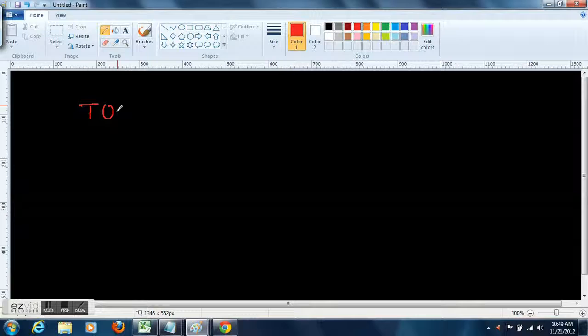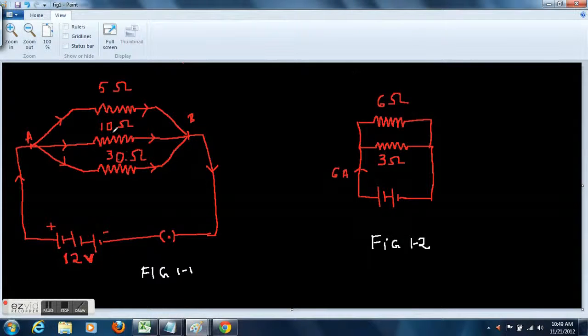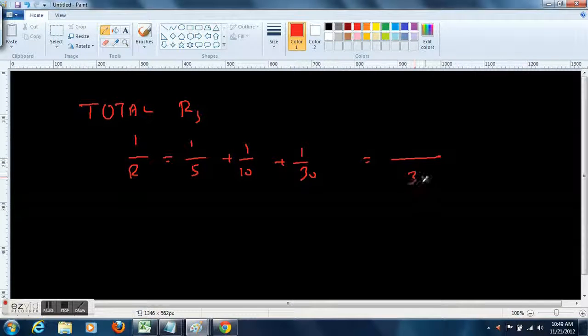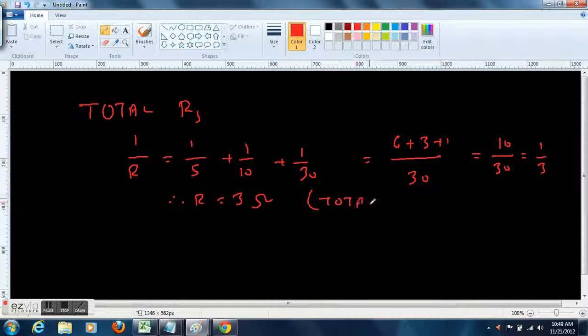Now, remember these resistances are connected in parallel, so we have to apply the law of reciprocals. So 1 by R, if R is the total resistance, equals 1 by 5 plus 1 by 10 plus 1 by 30, which comes to 10 upon 30, that is 1 upon 3. Therefore, the total resistance will be 3 ohm. This is the total resistance.